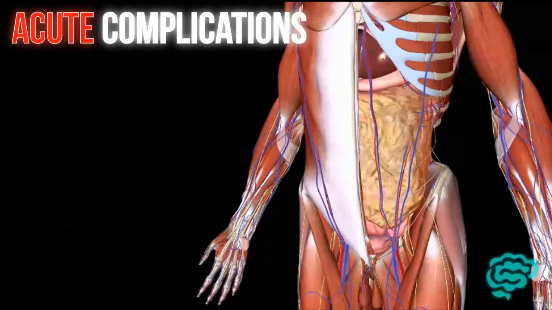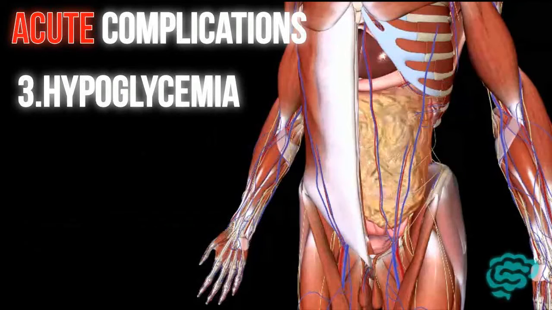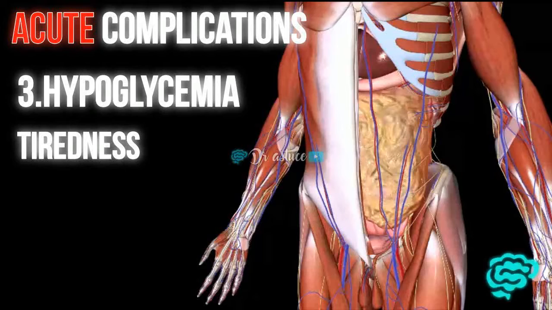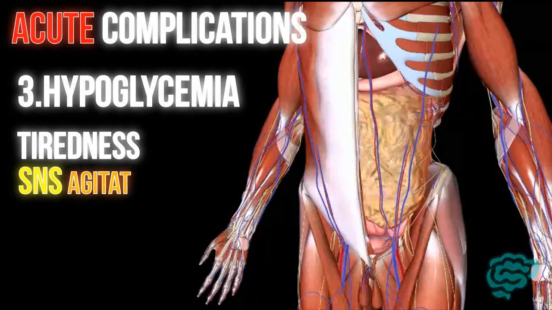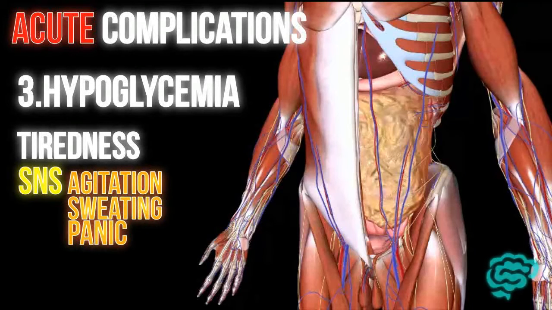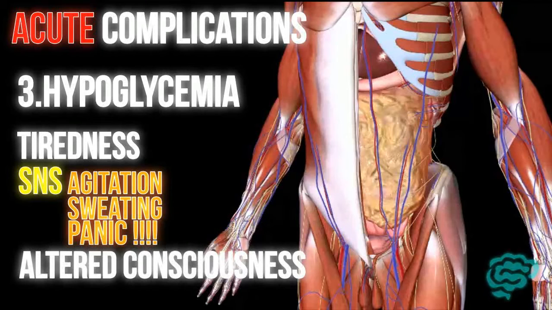Another complication may take place due to poorly monitored hypoglycemic treatment. It is obviously hypoglycemia, which in addition to the tiredness it is responsible of, will activate the sympathetic system to raise blood glucose to a normal level. However, the patient will have the other effects of the sympathetic system as a consequence, namely agitation, sweating, and panic among others. As for the lack of cerebral glucose, it will be manifested by an alteration of consciousness that may extend to convulsions or even coma.